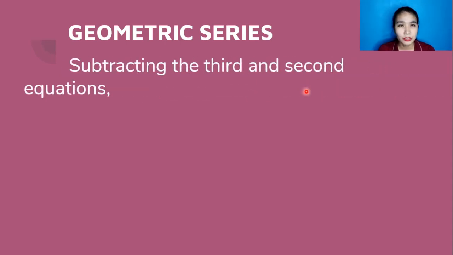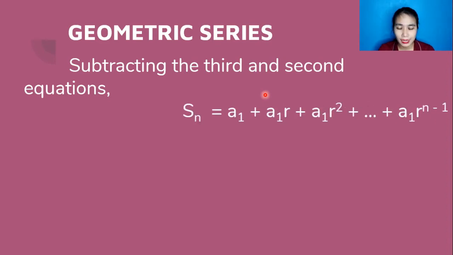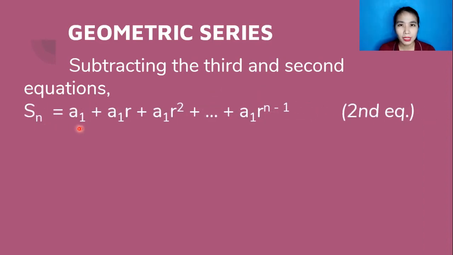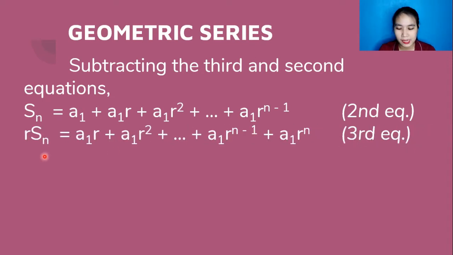And now we subtract the third and the second equations. So again, our second equation is S of n equals a sub 1 plus a sub 1 times r plus a sub 1 times r squared plus so on and so forth plus a sub 1 times r raised to n minus 1. And our third equation again is r times S of n equals a sub 1 times r plus a sub 1 times r squared plus so on and so forth plus a sub 1 times r raised to n minus 1 plus a sub 1 times r raised to n.